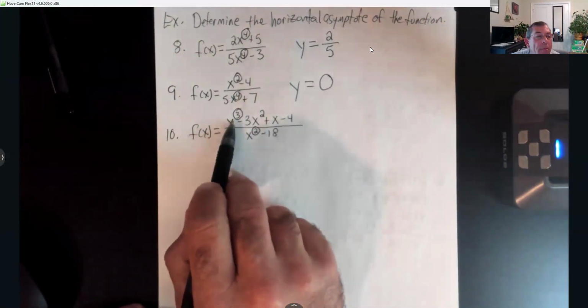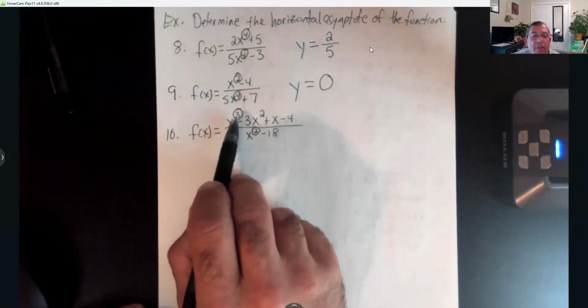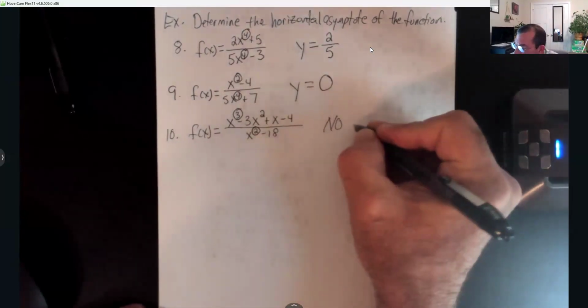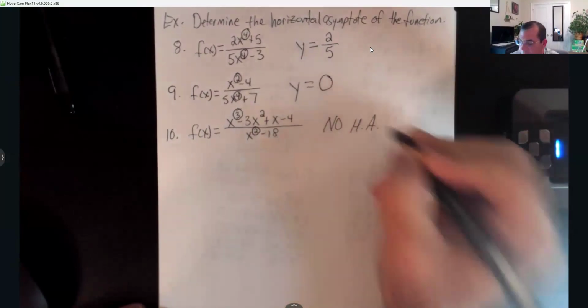3 is greater on top. So that means the top is greater. So no horizontal asymptote.